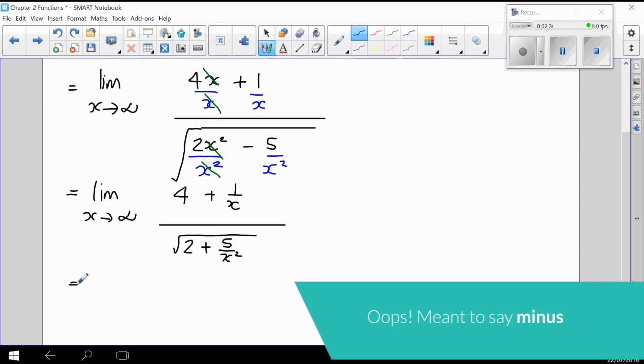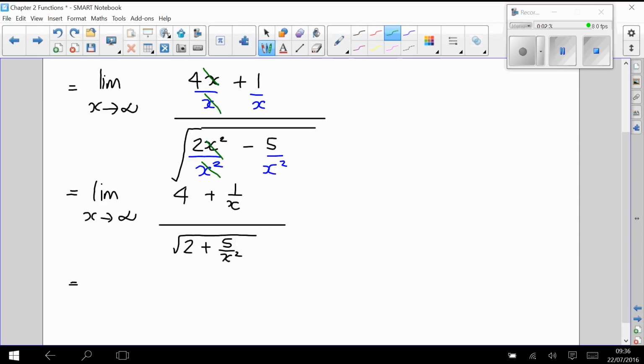Taking a look at this now, remember, the fractions that I'm allowed to disallow are the ones that are tending towards 0, which is 1 all over x, and then the root of 5 all over x squared. If these are tending towards 0, I'm just going to be left with finding the limit as x tends to infinity, which is 4 all over the root of 2. In other words, I'm going to have a horizontal asymptote when y is 4 all over the root of 2.